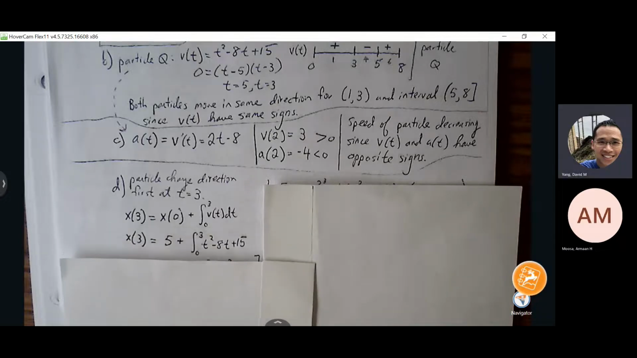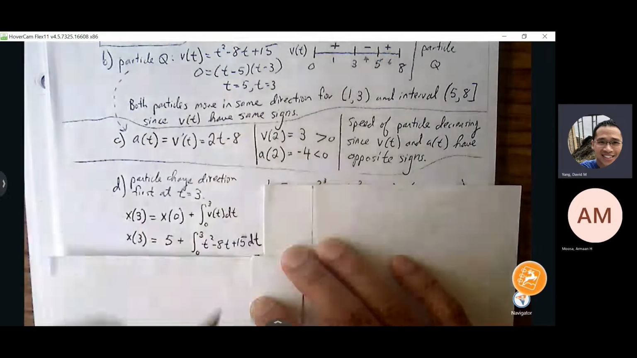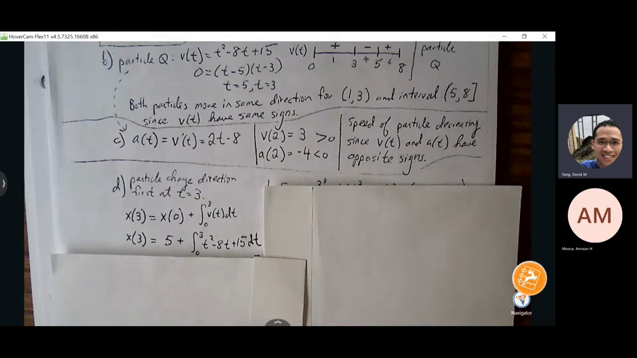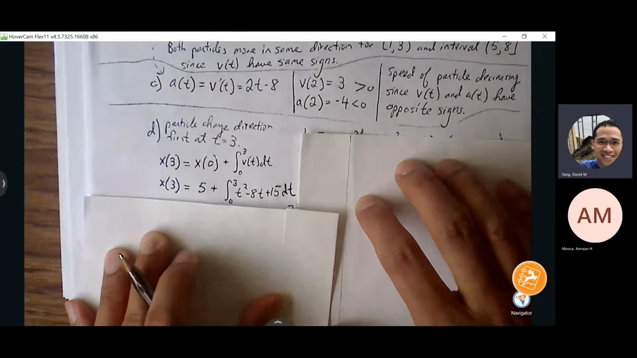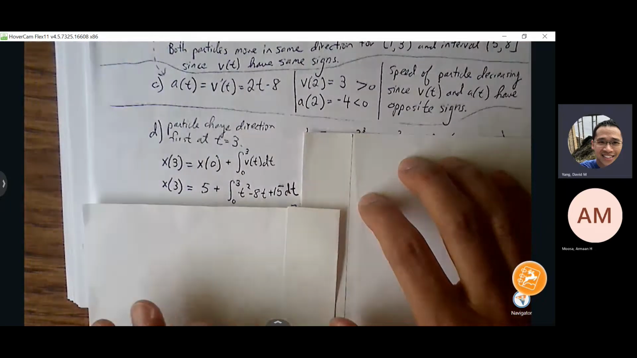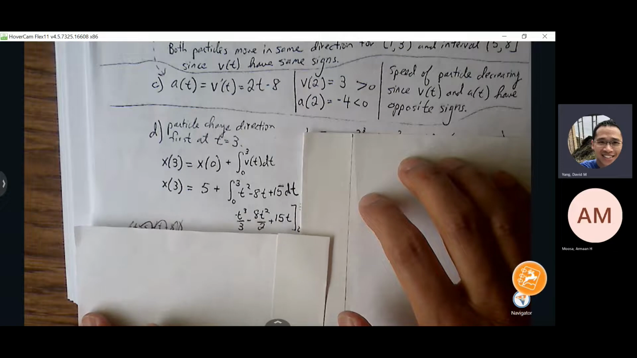Okay, x of 0 is 5. And then we have to take the definite integral from 0 to 3 of t squared minus 8t plus 15 dt. And this is number 5, so no calculator. We have to work this out by hand. But the nice thing is, it's an easy power rule, just a little bit tedious. I have to go through each of those terms. t cubed over 3 minus 8t squared over 2 plus 15t.